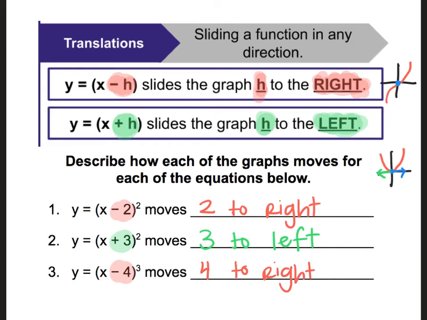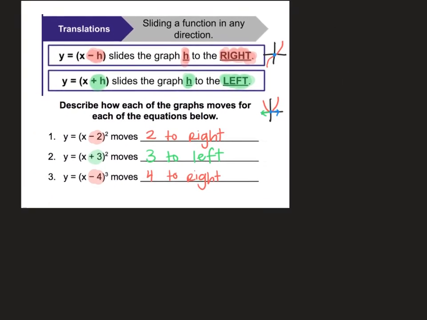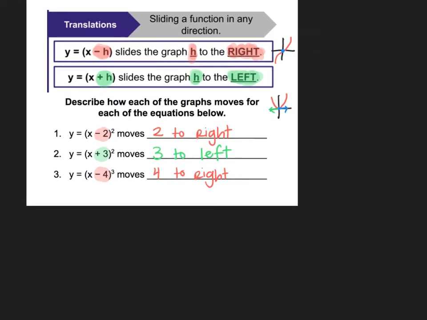Now on your next slide, you have to not only tell me how it moves, but also move your graph. So we're going to do one example of that. I'm going to use these yellow lines as my axes. And let's say for my third one, we'll do this one. You start out with your graph like this. This is your parent function because it's a cube. And remember, we said we want to move it 4 to the right.